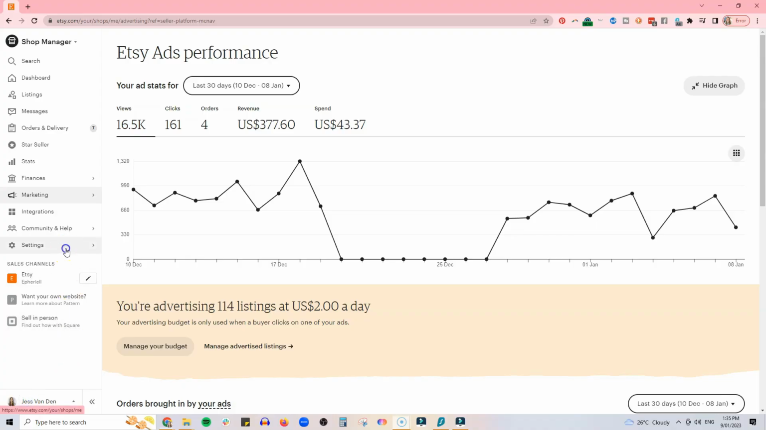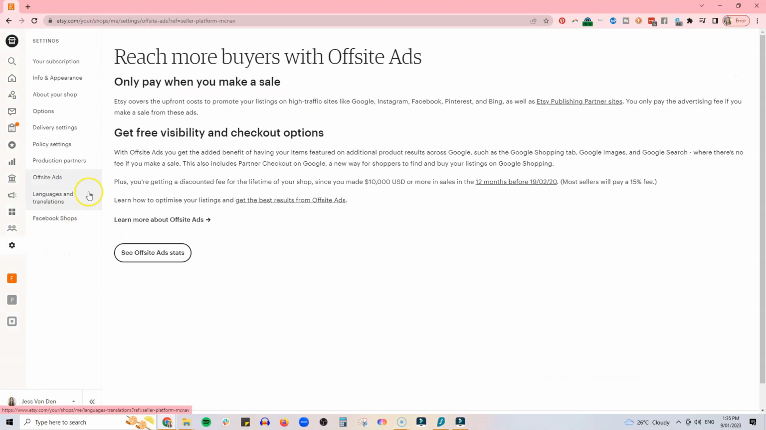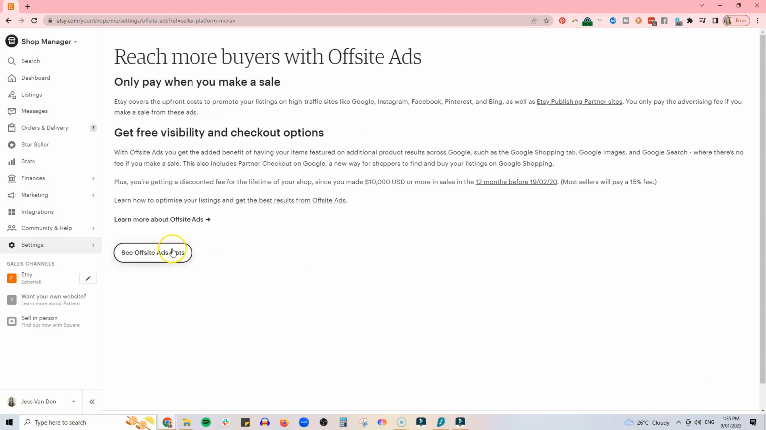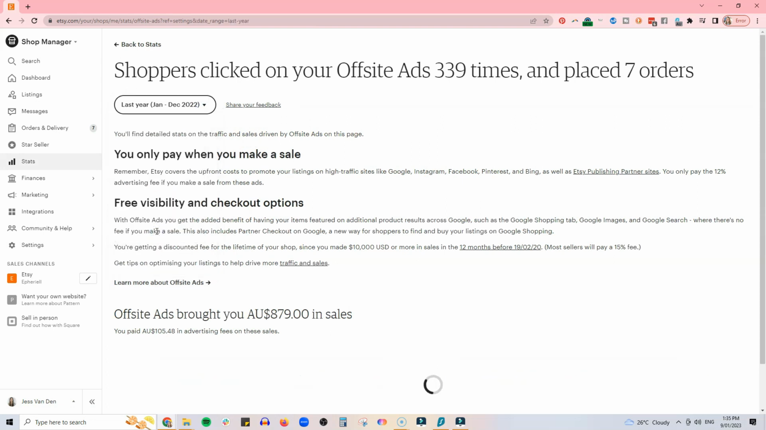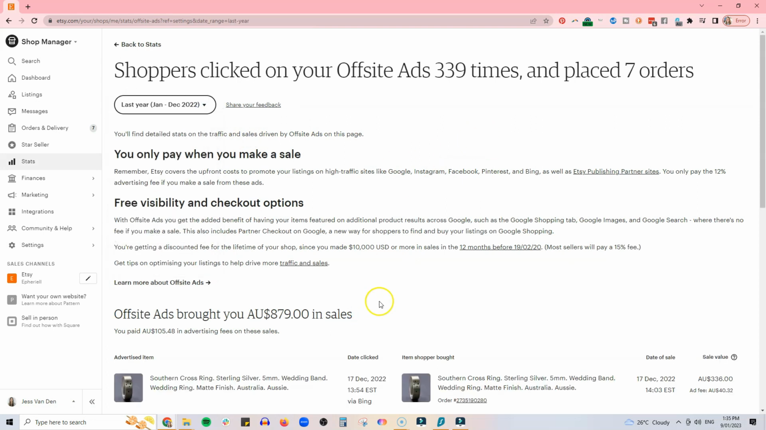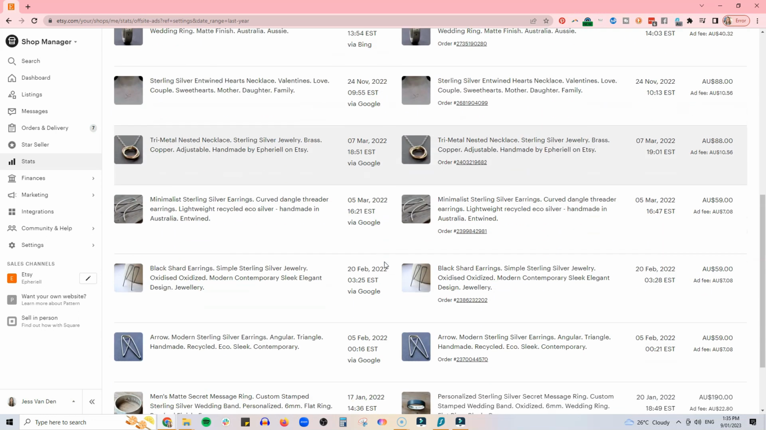Okay, now let's talk about the more controversial of the two types of advertising on Etsy, the offsite ads. So offsite ads are where Etsy takes your listing and advertises it off the Etsy platform, maybe somewhere like Pinterest or Facebook or Instagram or on Google. So it uses your content to advertise Etsy basically as a whole, but it is directly advertising your product as they do that.